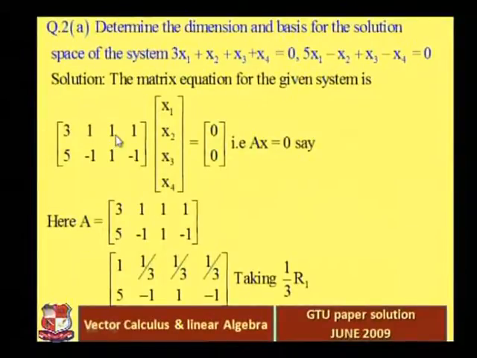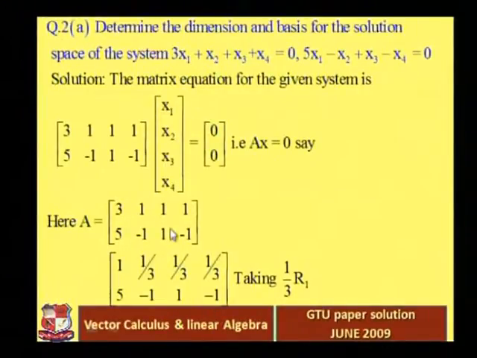So the matrix equation for the given system is 3 1 1 1, you can see from the first equation, and the second row is coming from the second equation, 5 minus 1 1 minus 1, into x1 x2 x3 x4, that is equal to 0 0. So AX is equal to 0. Here A is equal to 3 1 1 1, and the second row is 5 minus 1 1 minus 1.